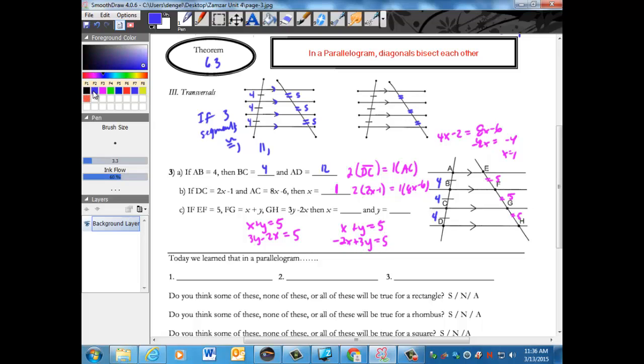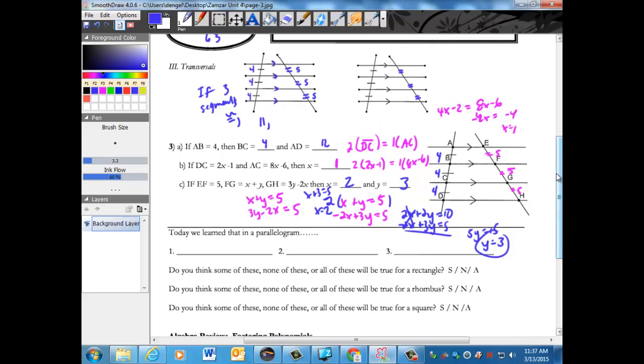From here, we can multiply the top. Let's choose positive 2. We get 2x plus 2y is equal to 10. And then underneath, negative 2x plus 3y is equal to 5. We're going to add these up. The x's cross out. That gives me 5y equals 15. y is equal to 3. We plug 3 back in, and x plus 3 is equal to 5, which means x is equal to 2.